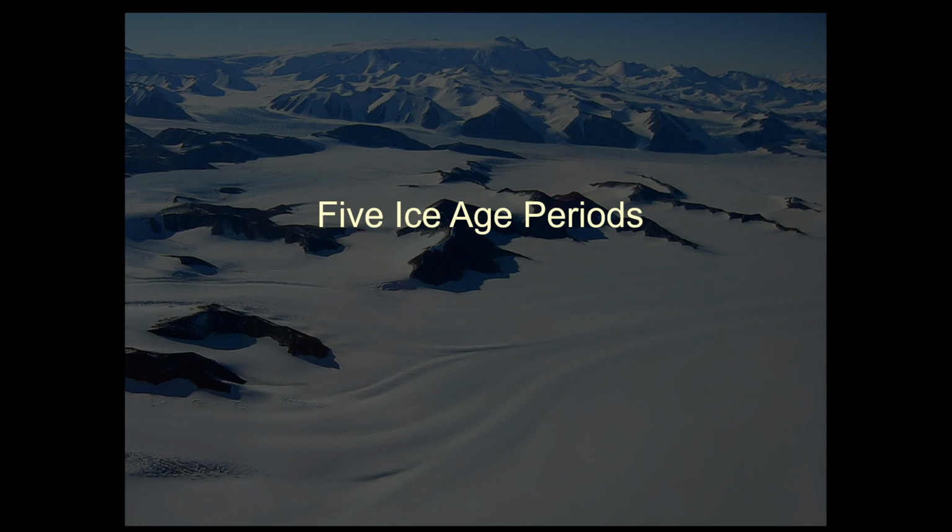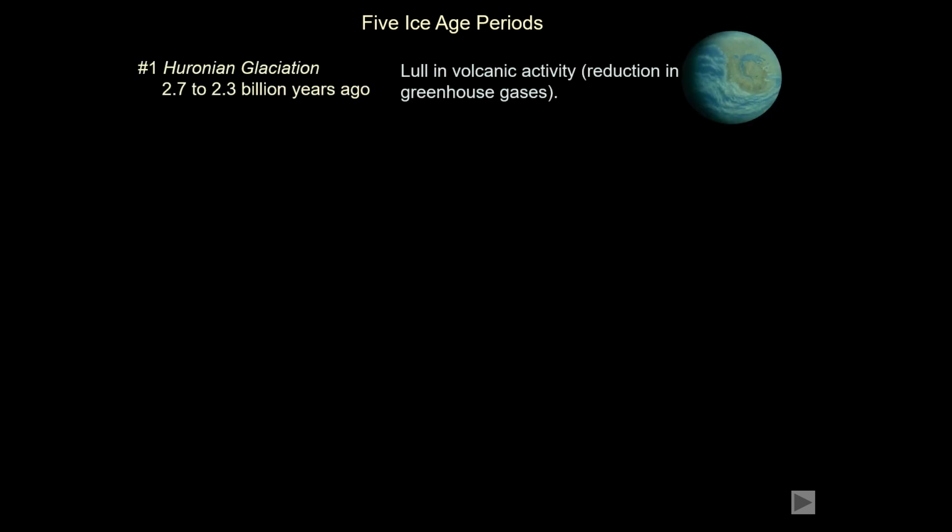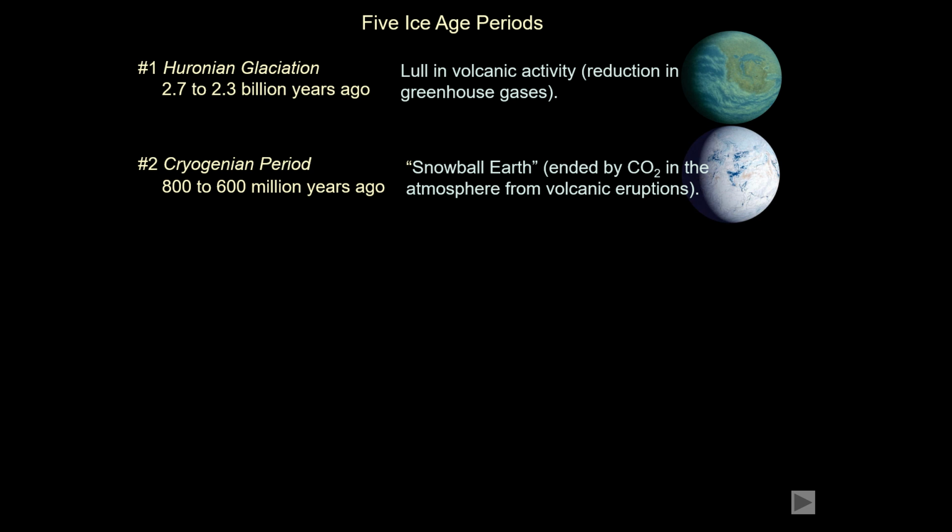So the geologists and glaciologists suggest that the Earth has experienced 5 Ice Age periods, and we'll look briefly at them. So let's walk through these 5 periods and a couple of characteristics about them, and maybe a little bit about what the Earth might have looked like during these different periods of time. So the oldest one, the Huronian glaciation, scientists believe that took place between 2.7 and 2.3 billion years ago. And as I note on the slide, a lull in volcanic activity, reduction in greenhouse gases. So less greenhouse gas in the atmosphere, more chance that the Earth's atmosphere will cool down. Cryogenian period, snowball Earth, ended by carbon dioxide in the atmosphere from volcanic eruptions.